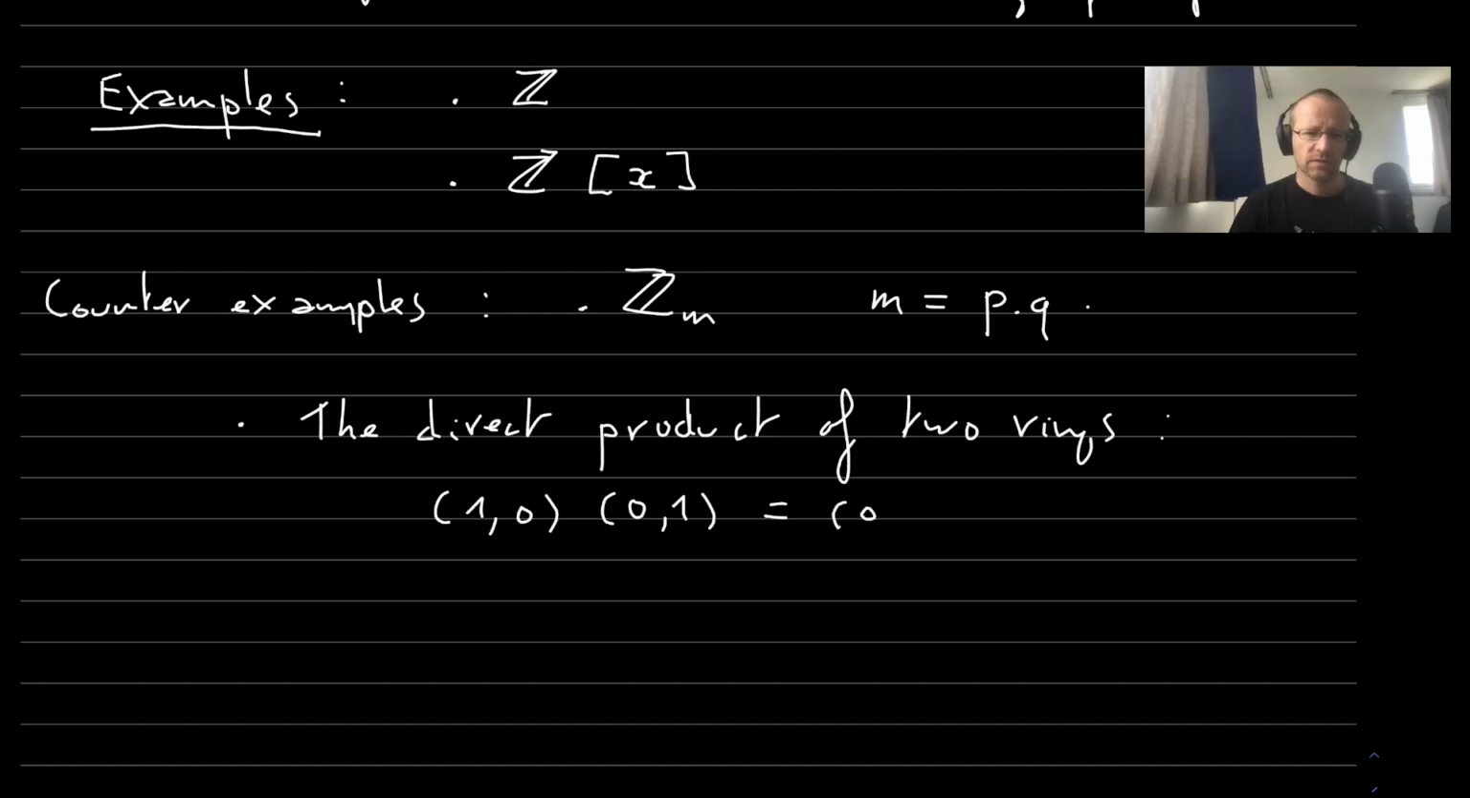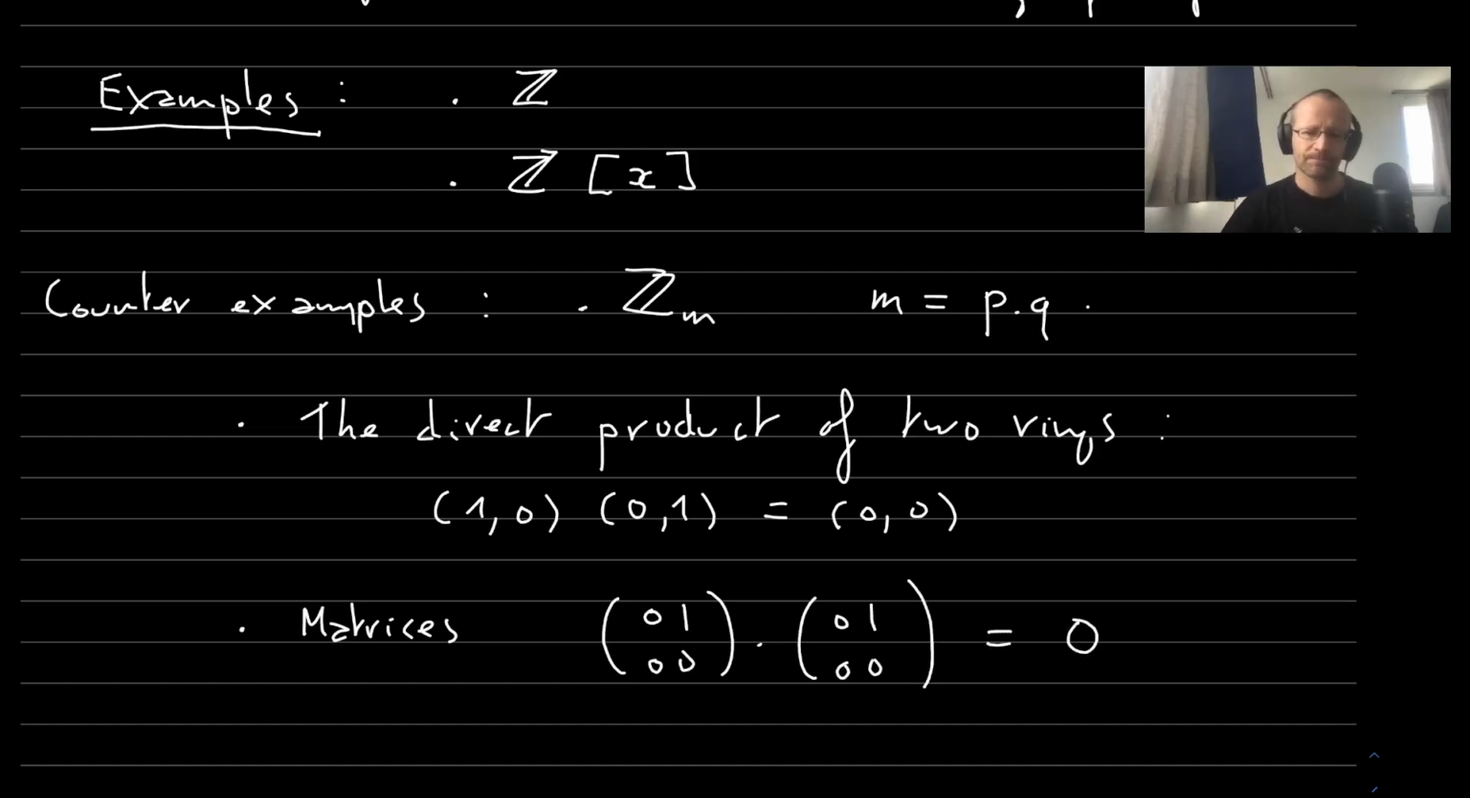This will be equal to 0, and therefore this is also a counterexample in which we do have a zero divisor, but also matrices, which can be n times n, or 2 by 2 in this simple example, because then we'll have zero divisors like this. So all of these are not integral domains.